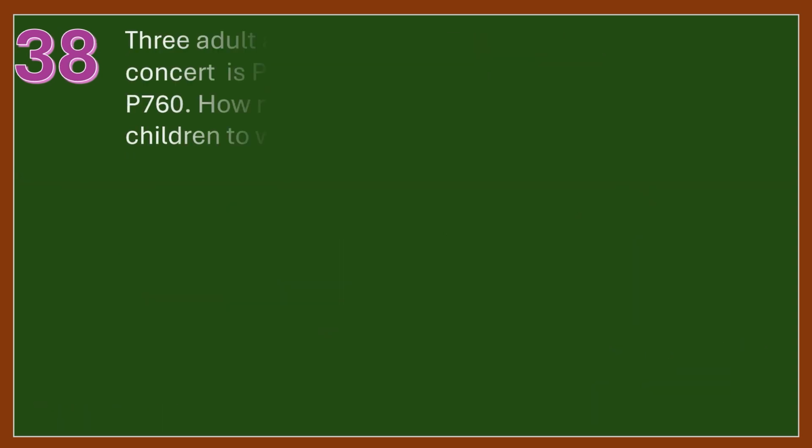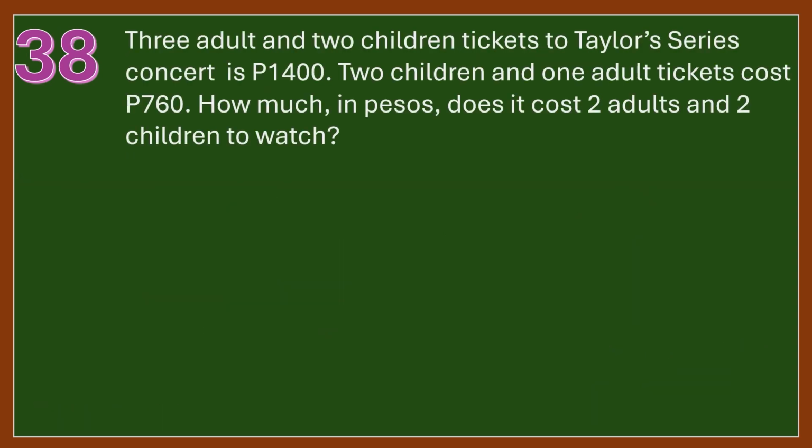Number 38. 3 adult and 2 children tickets to Taylor's series concert is 1,400 pesos. 2 children and 1 adult tickets cost 760 pesos. How much in pesos does it cost 2 adults and 2 children to watch? For our solution, let A be the cost of adult ticket and C be the cost of children ticket.